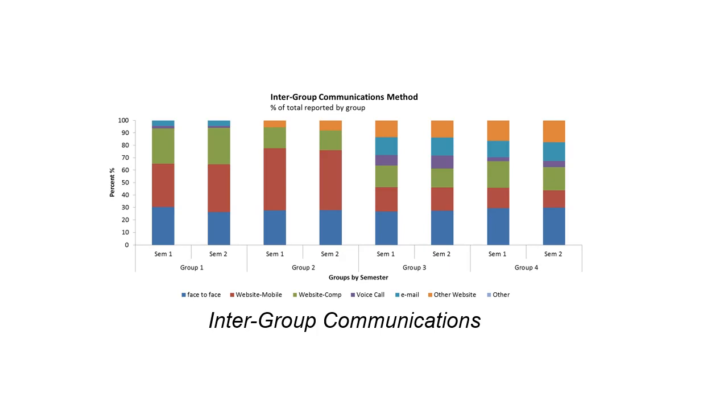This graph presents the reported methods used by students for intergroup communications from their weekly e-journal reports. Face-to-face, Moodle website via mobile device, Moodle website via desktop computer, voice call, email, other websites, meaning social network sites in this case, and there were no other means of communication reported by the students.